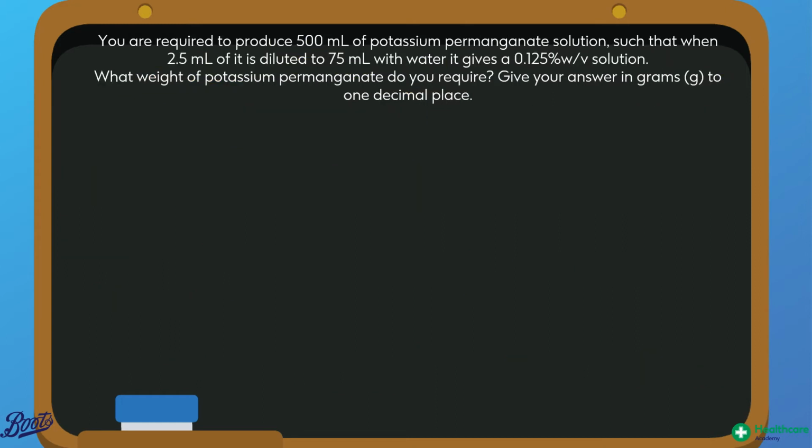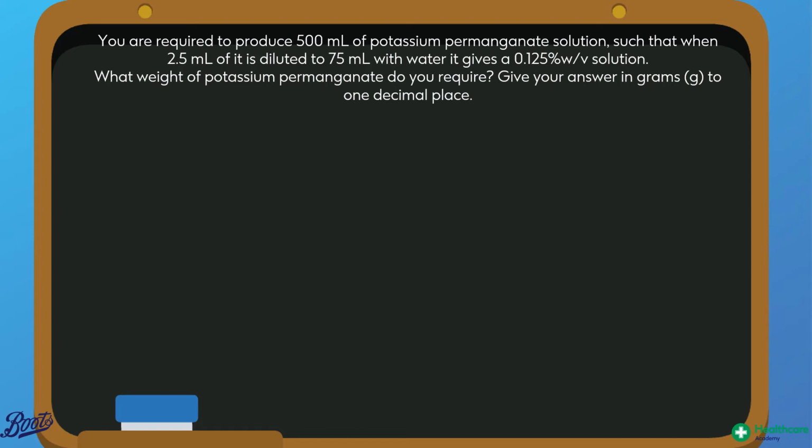Calculations, Paper D, Question 13. You are required to produce 500 millilitres of potassium permanganate solution such that when 2.5 millilitres of it is diluted to 75 millilitres with water, it gives a 0.125% weight per volume solution. What weight of potassium permanganate do you require? Give your answer in grams to 1 decimal place.